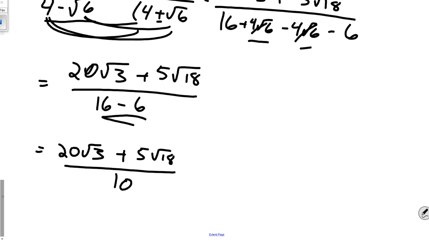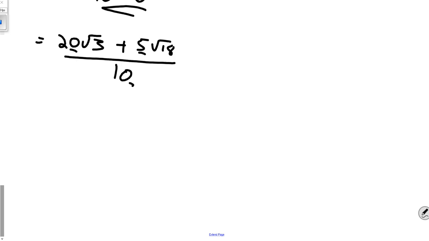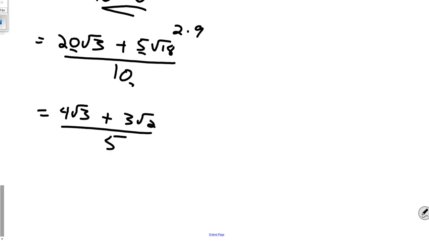So if you want, you can take this a whole lot further. I can take a common factor of 5 out of everything. Right? 25 and 10 are all divisible by 5. And 18 is 2 times 9. Square root of 9 is 3, right? So I didn't do any of the simplification. I just had my answer written down as 20 radical 3 plus 15 radical 2 plus 10. Then I take a 5 out of everything.